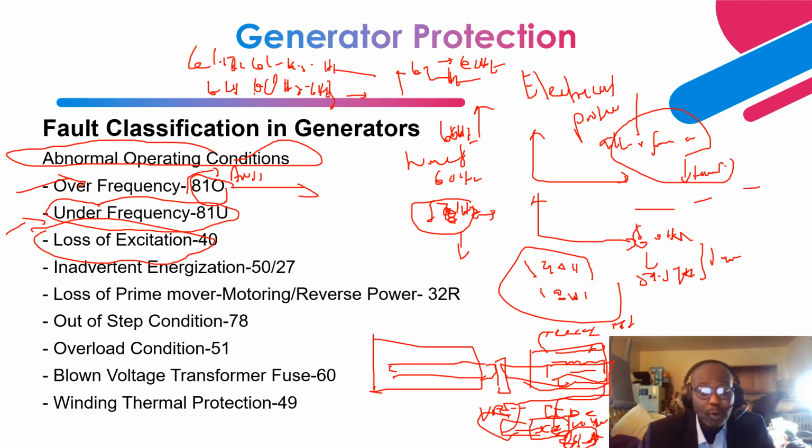If for whatever reason you should lose your voltage regulator controls, or you should lose your excitation system, that means that your excitation system is going to be out. So that is when your loss of excitation protection comes into play.